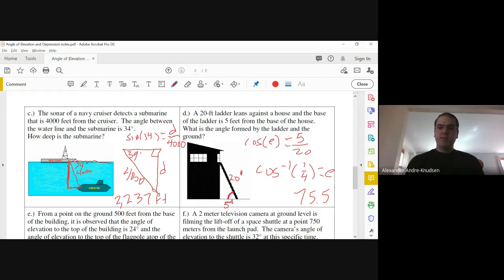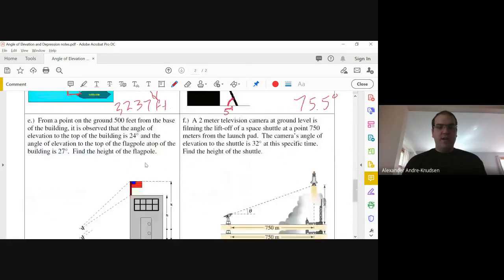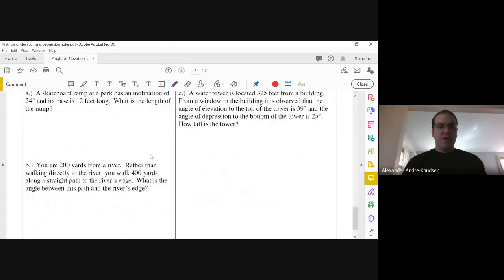Oops, that was an erase. Hey, my stylus has a cool erase button. All right, now let's do these three where you have to draw yourself.